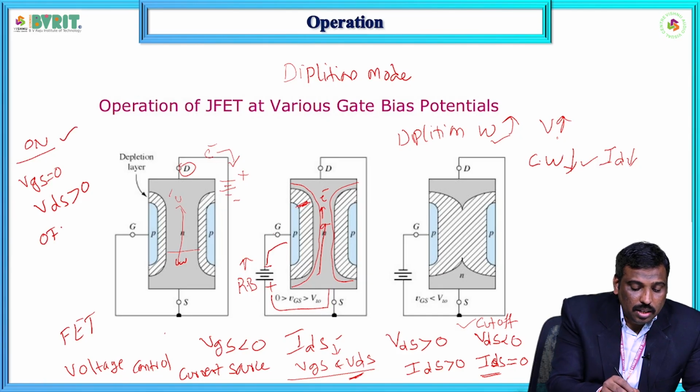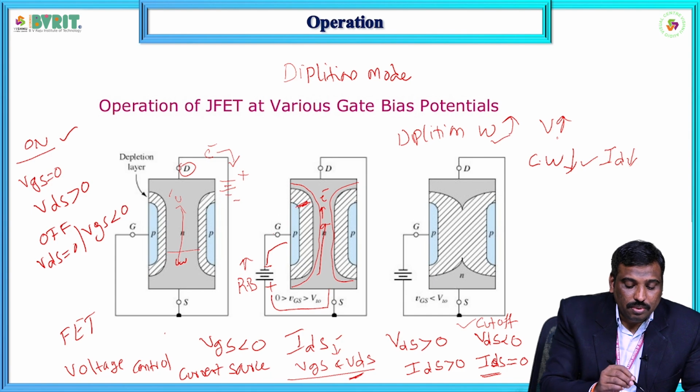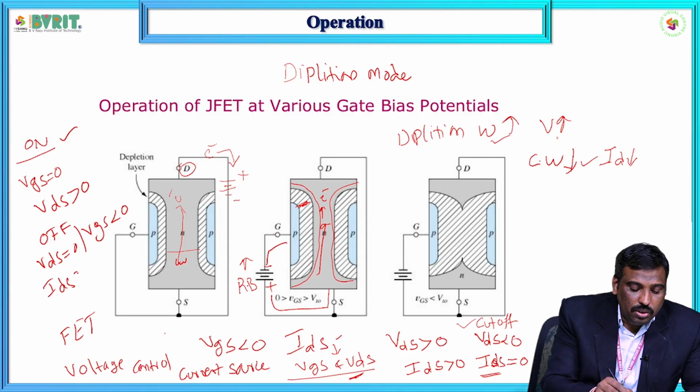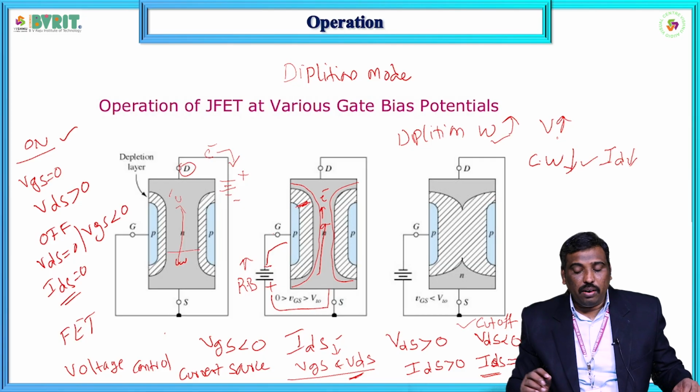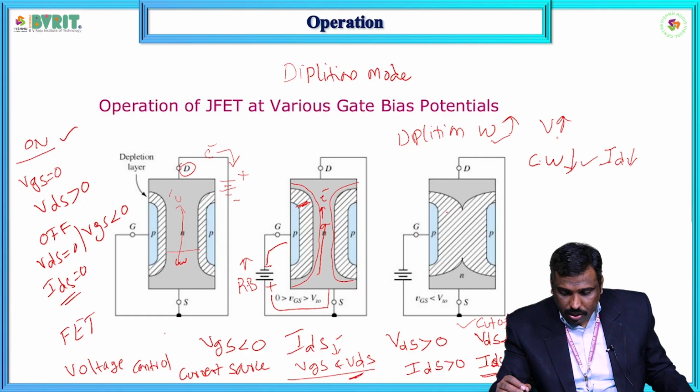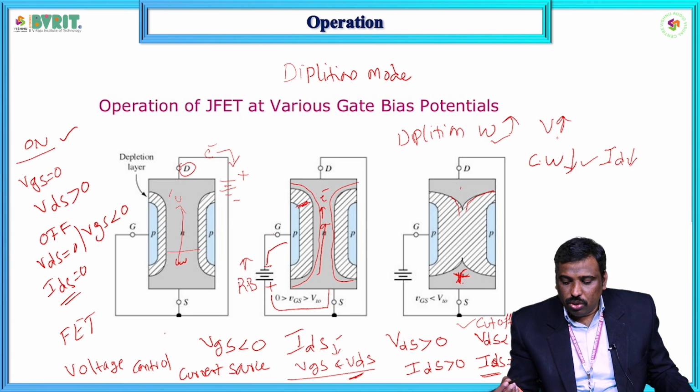To turn off the transistor, one condition is VDS is equal to 0. The second one is VGS is less than 0. When VGS is negative and VDS is equal to 0, the transistor goes to cutoff region where the current is equal to 0. This is how the transistor will turn on and off. See this, when VGS is more negative, the two regions are connecting with each other, so there is no channel to pass the electrons from here to here. That is the condition we discussed, VGS is much less than 0.